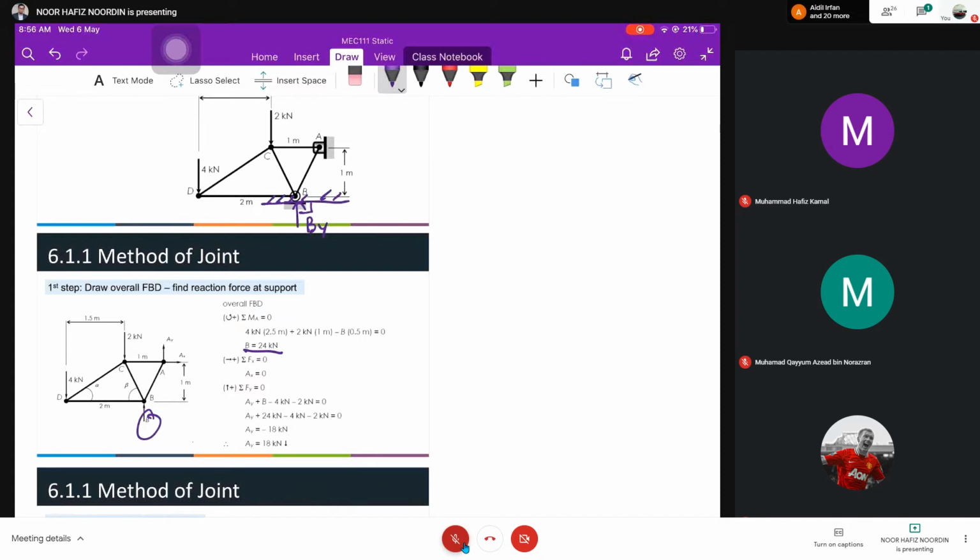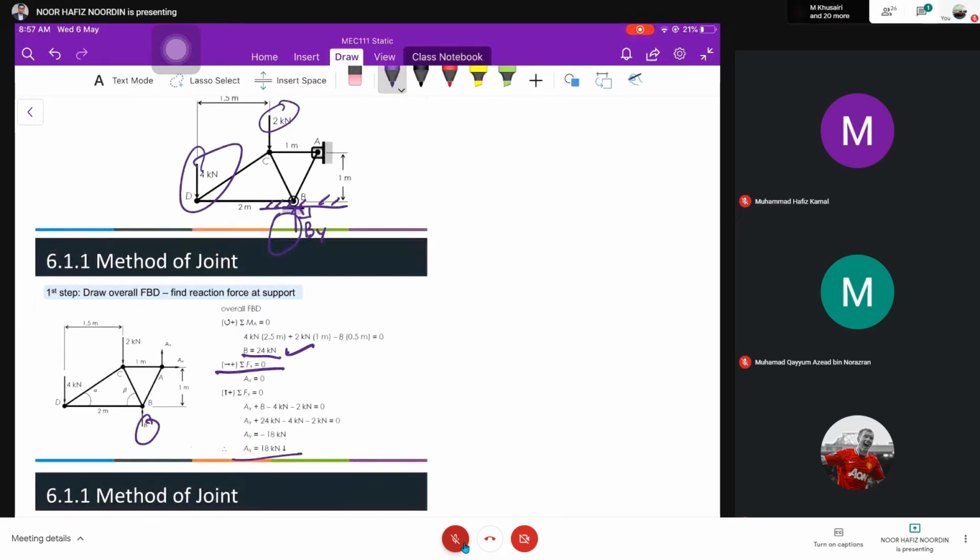So from that we calculate B, and then summation of Fx equal to 0, Ax equal to 0. Why? Because we don't have any force in the X direction. There is only one at Ax, the others are not there. This one is vertical, this one is vertical, this one is vertical. So that's why the value of Ax equal to 0. Alright, and then summation of Fy equal to 0, we can get the value of Ay by replacing the value of B in the equation. As you can see here, its direction depends on your assumption.